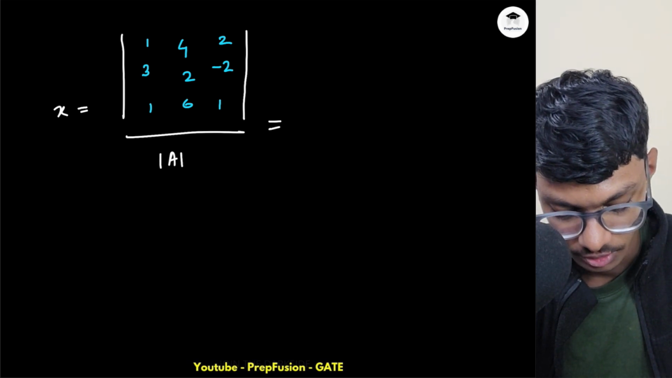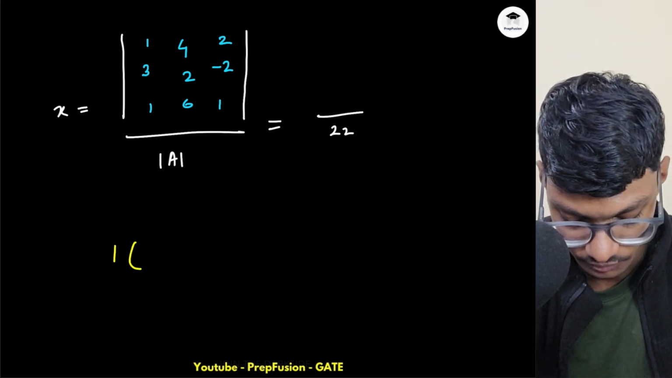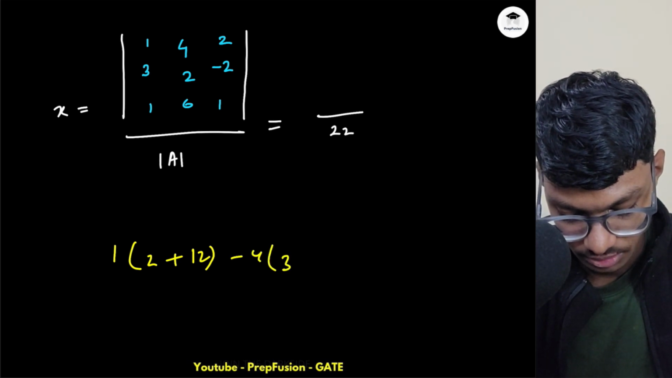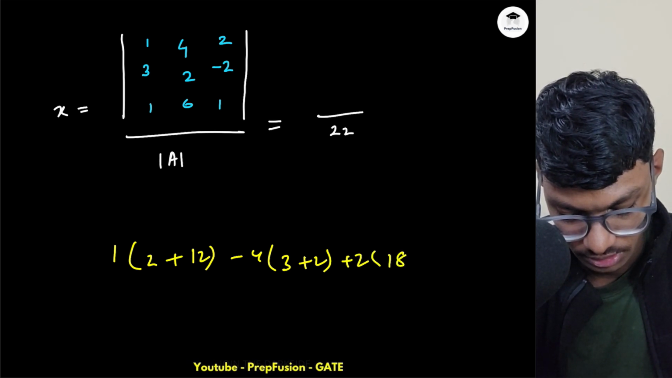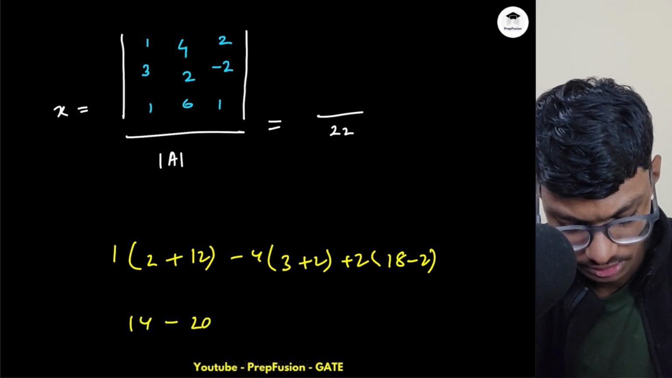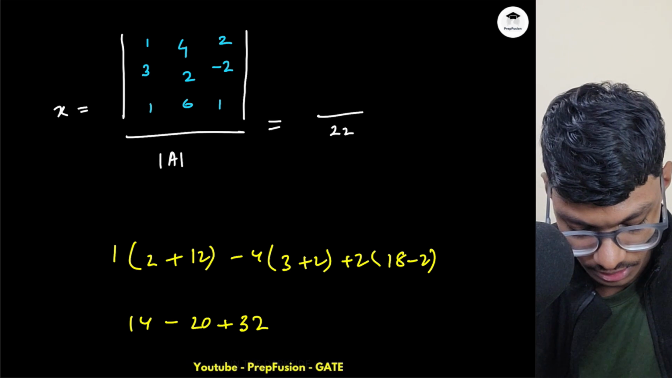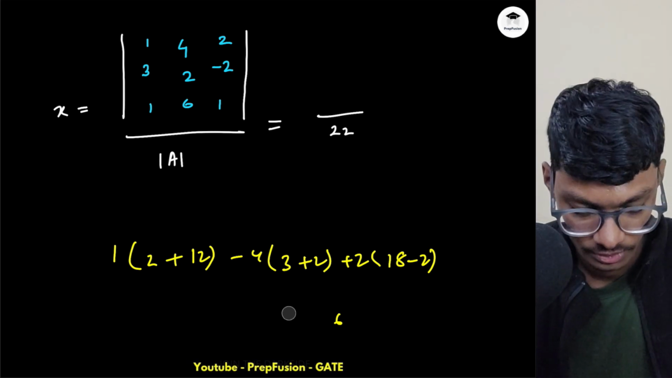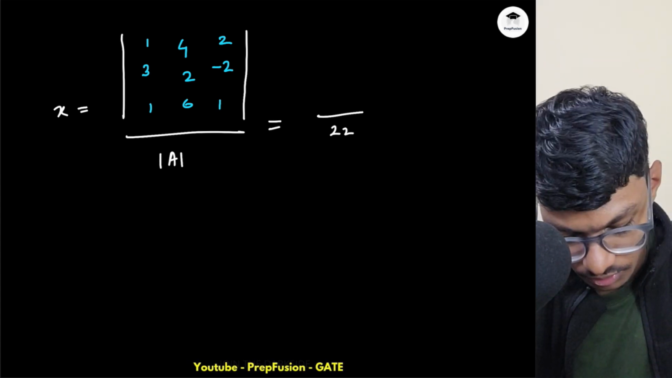So like the denominator remains same, this is 22 only, and the numerator is, let me do the rough calculation. 1 into 2 plus 12, then minus 4 into 3 plus 2, then plus 2 into 18 minus 2, 14 minus 20 plus 32. Right, so what is this? This is like minus 6 and this is 26. So 26 by 22. So basically what will be this? 26 by 22 is simply 13 by 11, right?